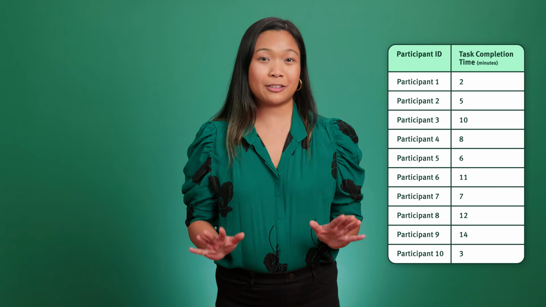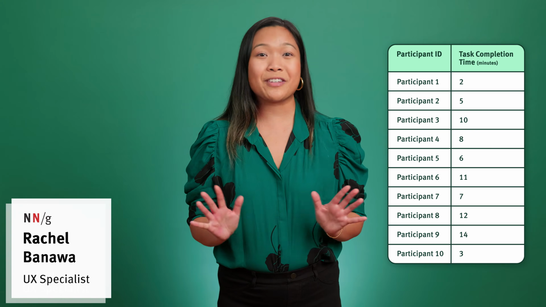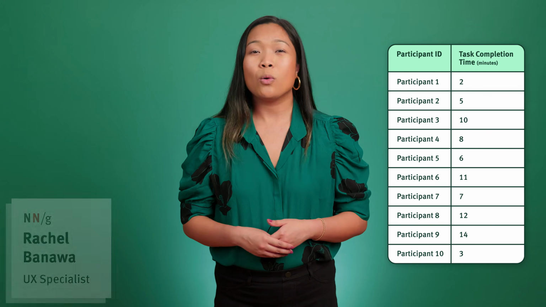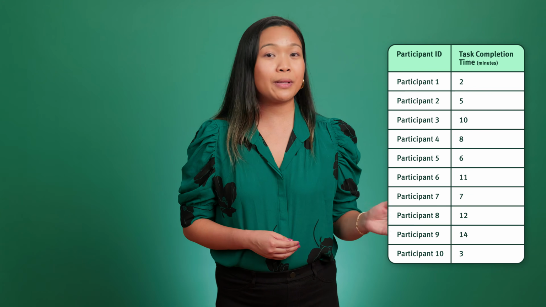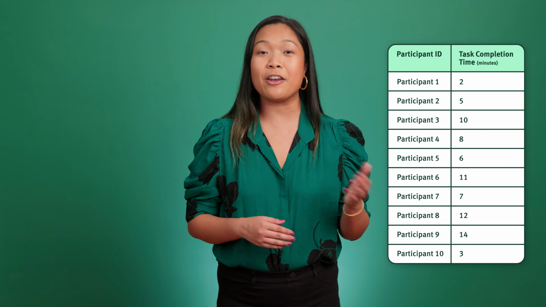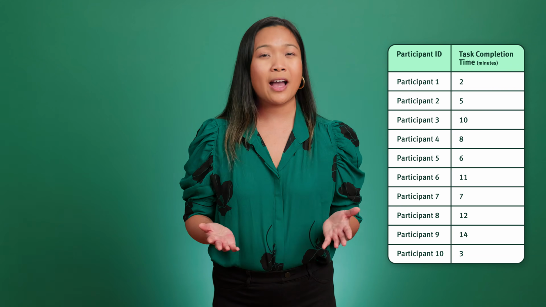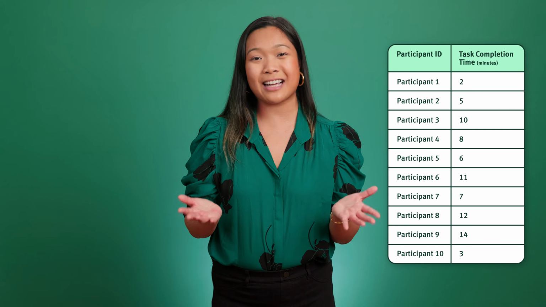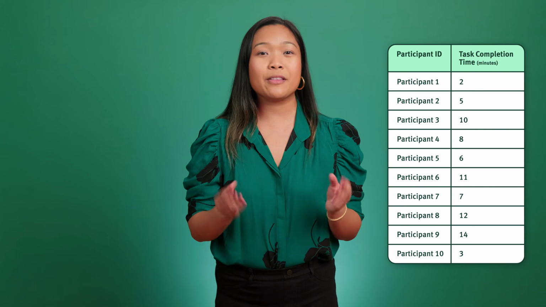Imagine you just finished a UX study and you're staring at the results. A long list of task completion times for users interacting with your product. One user breezed through in under 2 minutes, one user took 5, another took 10, and so on. How do you summarize all these different times into something that makes sense? How do you describe the typical user experience?